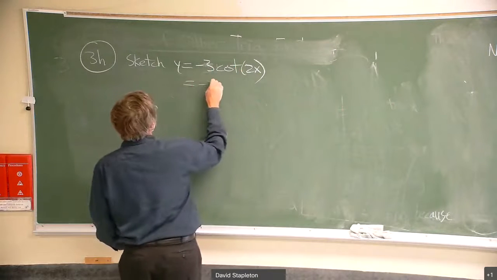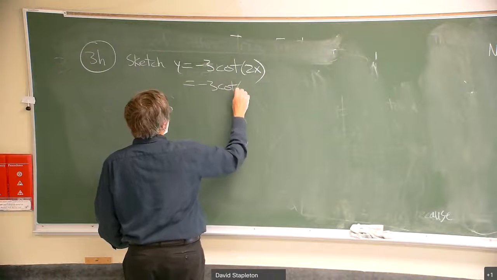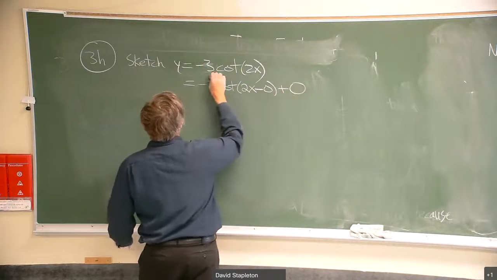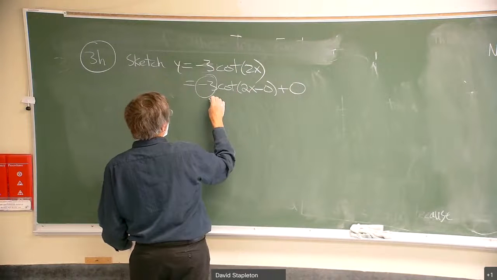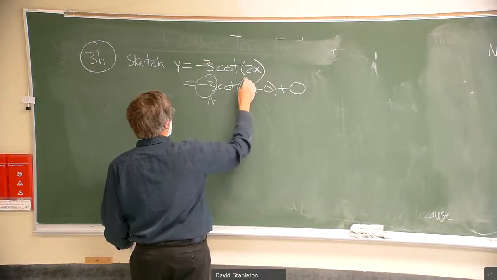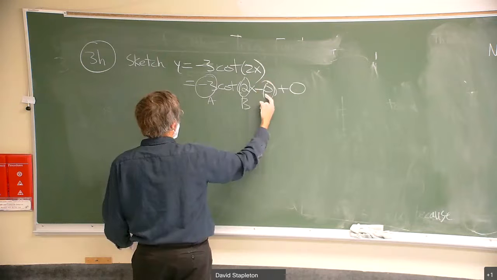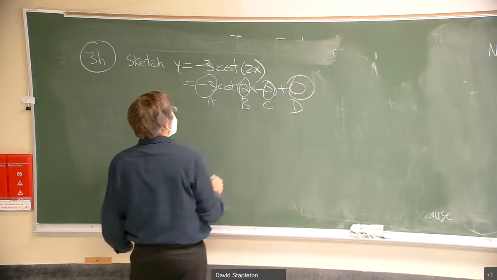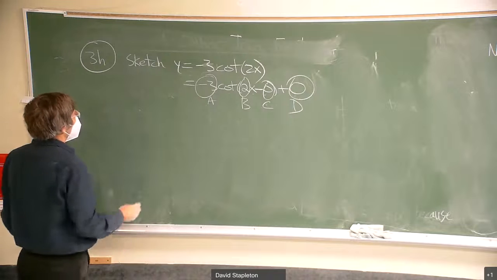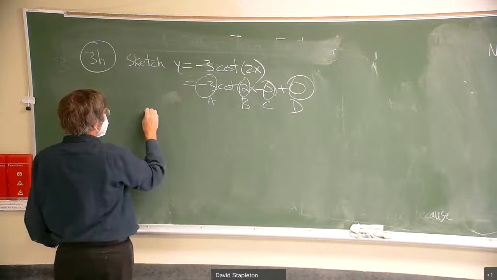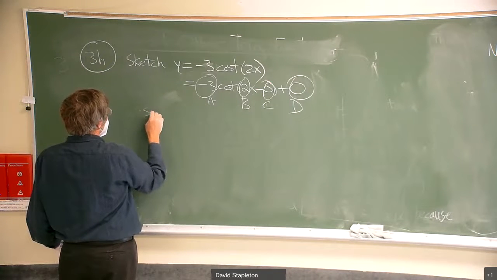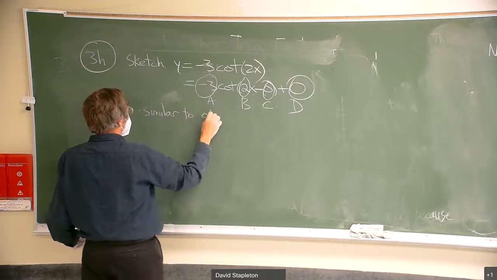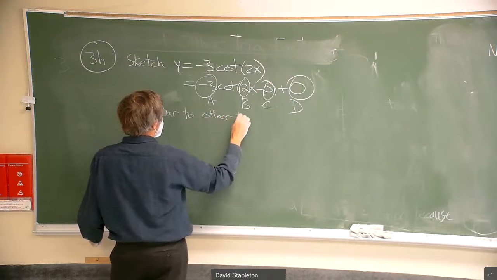Let's write it in a little more detail. Minus 3 cotangent 2x minus 0 plus 0. And I recognize the number that multiplies the trig function is a. The number that multiplies x is b. The number that's subtracted here from bx is c. And the number that's placed at the end is d. I can sketch this with our graphing techniques using the 5 properties from the 4 letters, just like tangent and sine and cosine, similar to other trig functions.